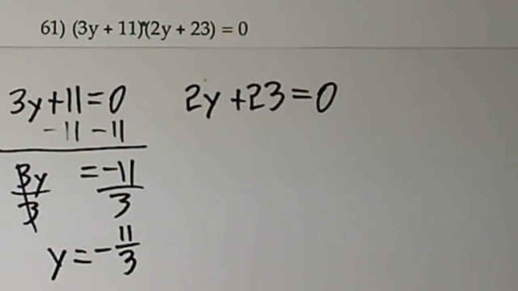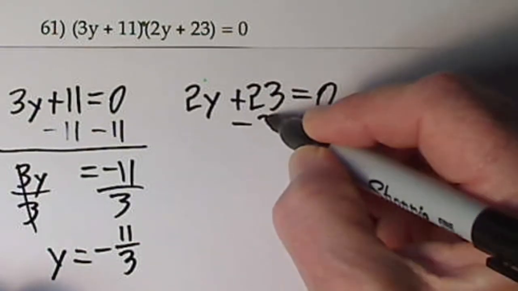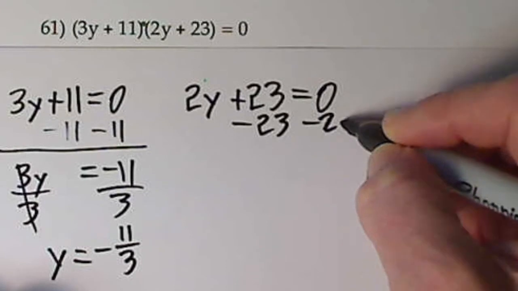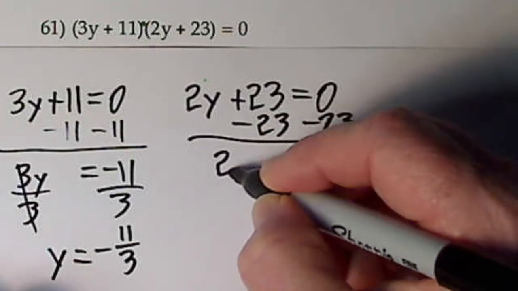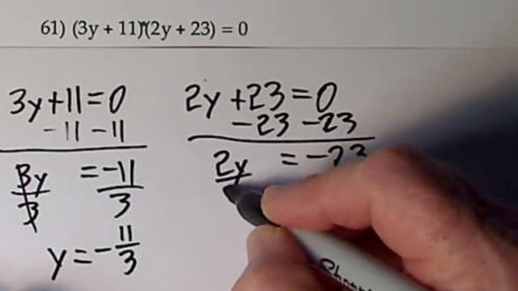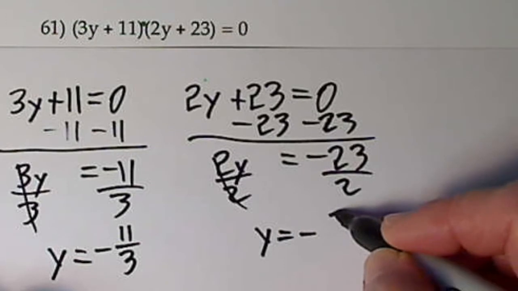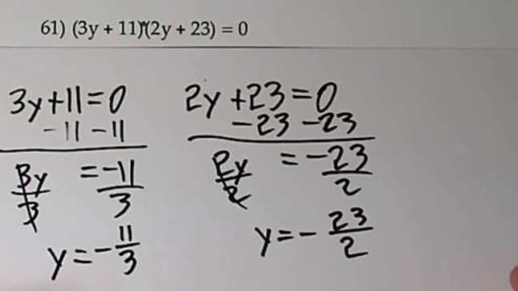That's one possibility. And then you look over here. You want y by itself. Get rid of 23, get rid of 23. You're left with 2y equals negative 23. Get rid of your 2, get rid of your 2. You're left with y equals negative 23 halves.